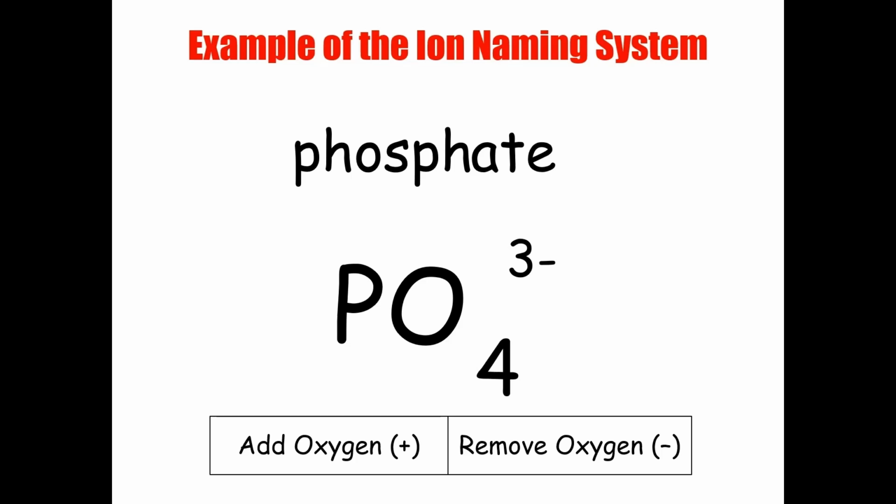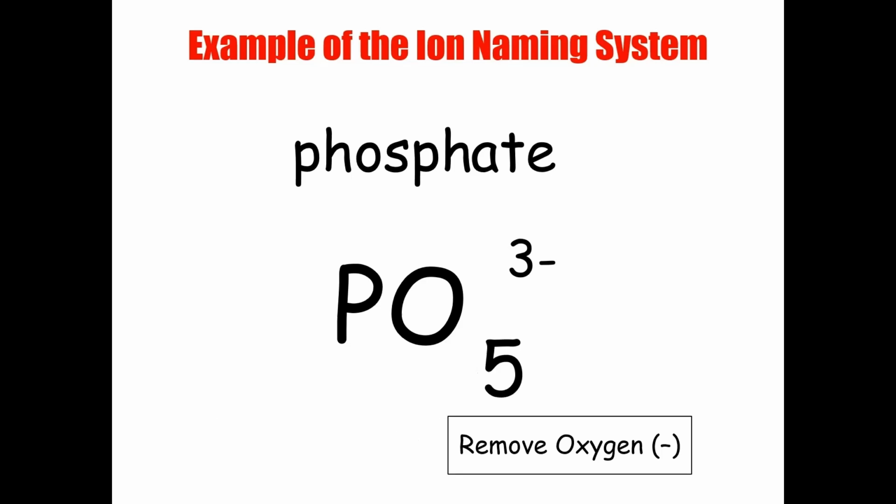If I were to add one oxygen to phosphate, I would get perphosphate. Notice that the only thing that has changed here is the number of oxygen atoms. The charge has remained the same, and that's incredibly important for you to take note of. The charge on these ions never change. Within all the variations of phosphate, you will always have a charge of 3 negative.